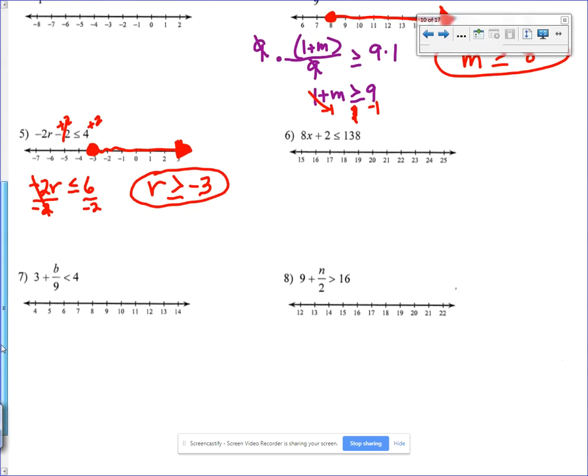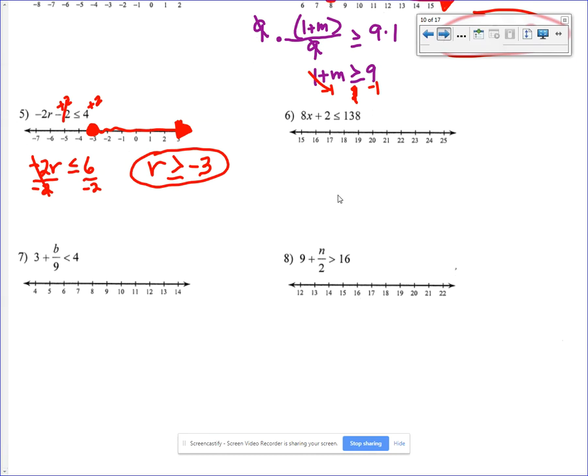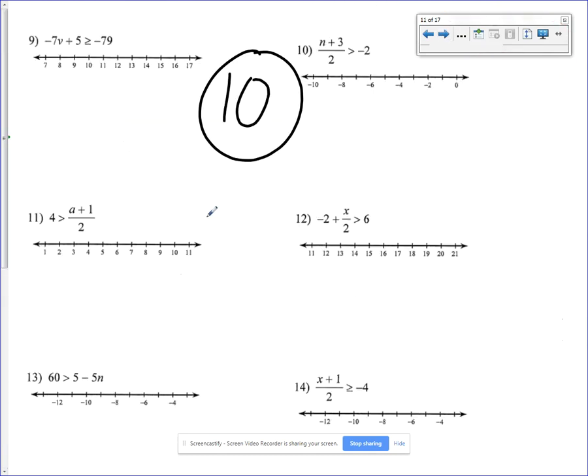All right, do the rest of this page. I want you to jump to page 10, and let's do one more of these giant fraction, or one of these that has an algebraic expression up there. Let's do number 10.